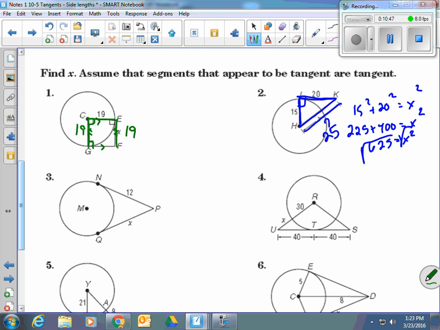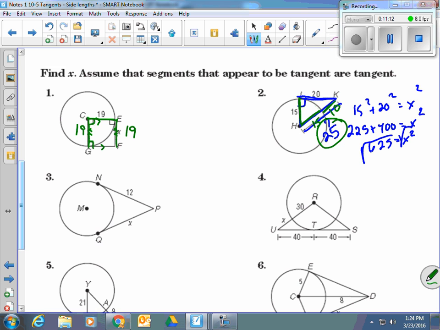Remind me again, what's this line right here called? Radius. How big is this radius? 15. So how big is this piece right here? 10, because the entire side we just figured out was 25. 15 plus 10 gives me the 25. Okay?